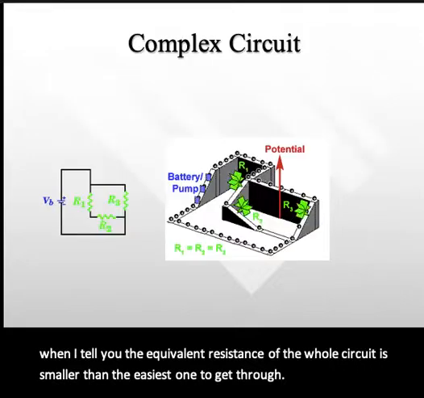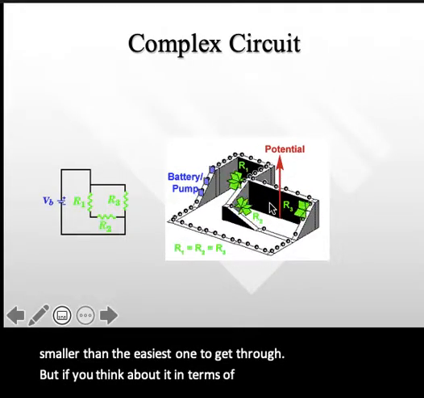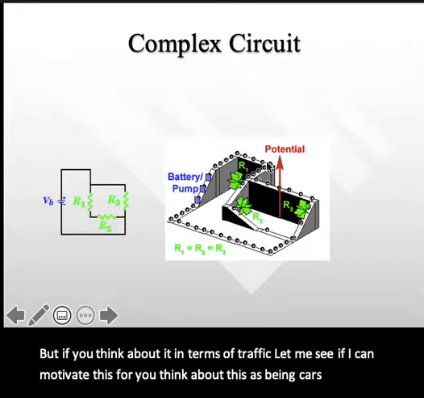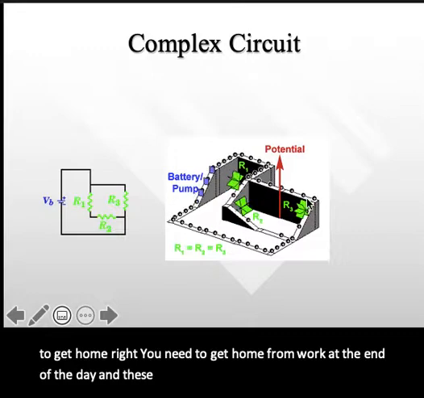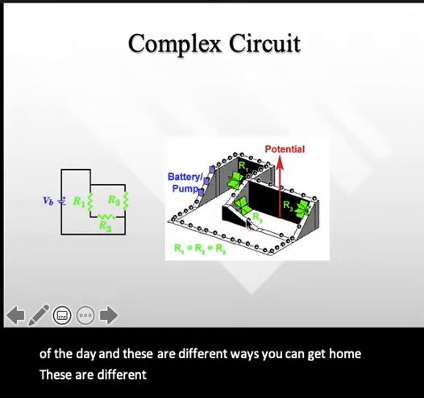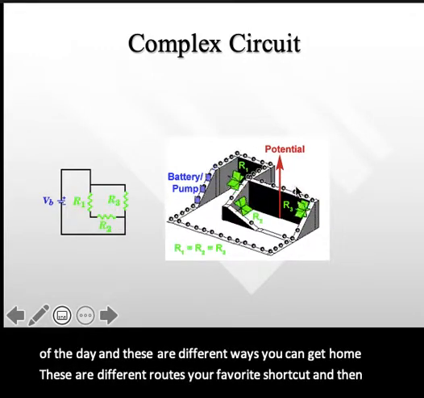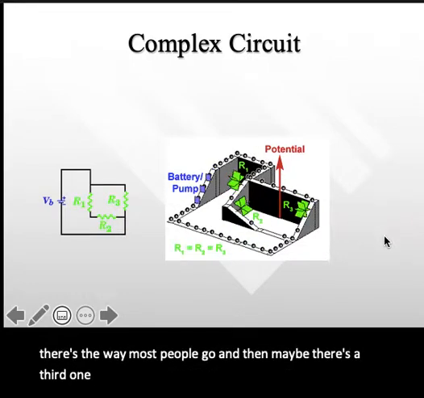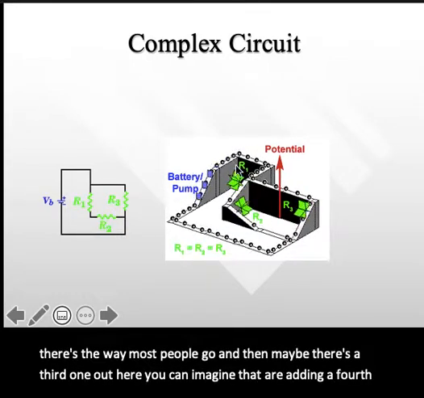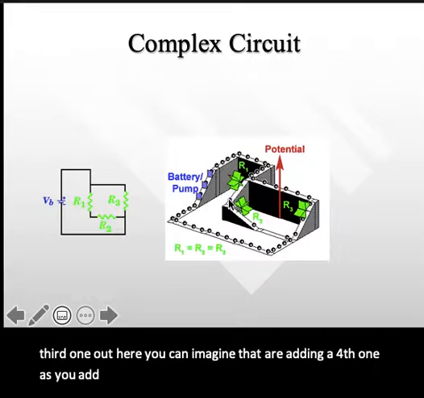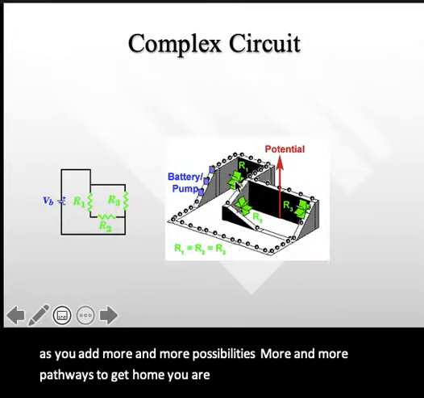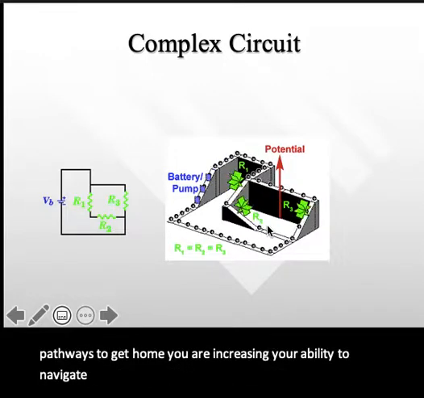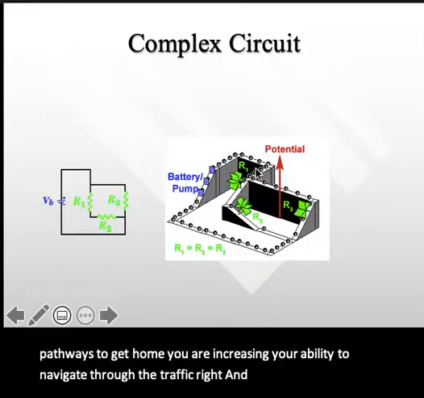But if you think about it in terms of traffic, let me see if I can motivate this for you. Think about this as being cars that need to get home, right? You need to get home from work at the end of the day. And these are different ways you can get home. These are different routes, like your favorite shortcut, and then there's the way most people go, and then maybe there's a third one out here. You can imagine that, or adding a fourth one. As you add more and more possibilities, more and more pathways to get home, you are increasing your ability to navigate through the traffic, right? And therefore, it actually makes it easier, right?